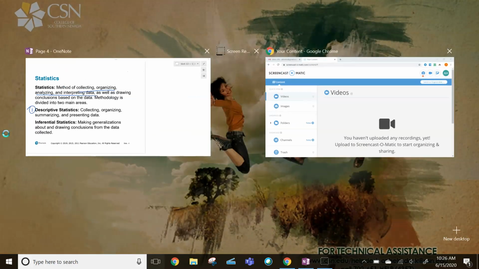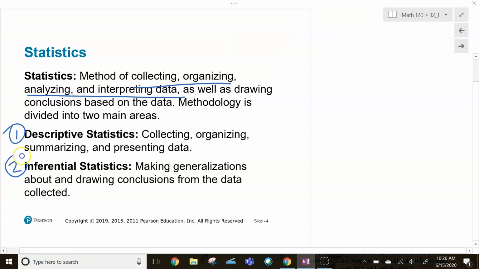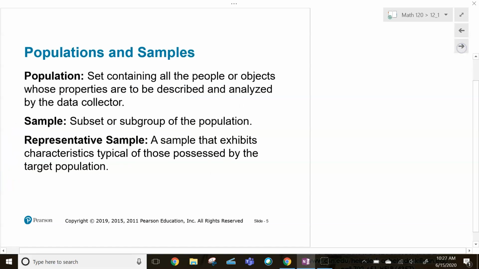Inferential statistics are statistics that make generalizations and draw conclusions. For example, maybe you do a study of a sample of CSN students, and you study their time spent on social media, and you can draw a conclusion: more time spent on social media means lower grades, or whatever it is. Inferential statistics would be making generalizations, right? Doing significance tests.